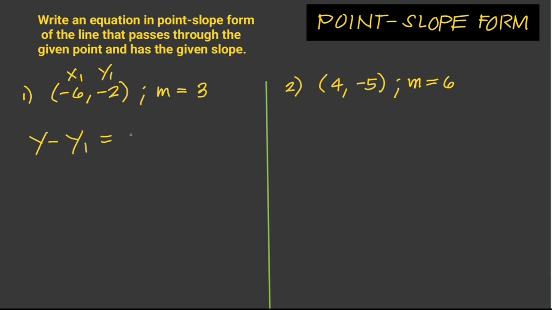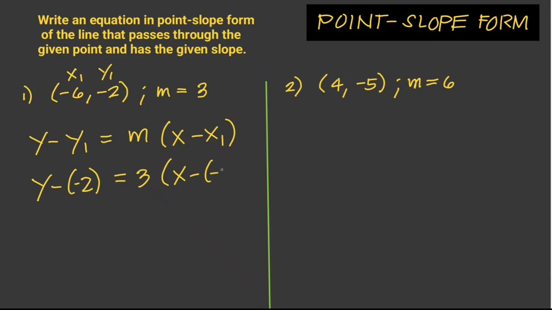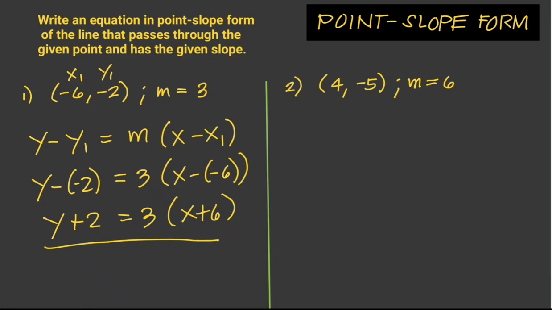Y minus y sub 1 equals m times x minus x sub 1. So there'll be y minus our y sub 1, which is negative 2. Our slope is 3, so that is x minus negative 6. So y, negative times negative, so this is y plus 2. 3 times x minus negative 6, so that is x plus 6. So this is our equation in point slope form.